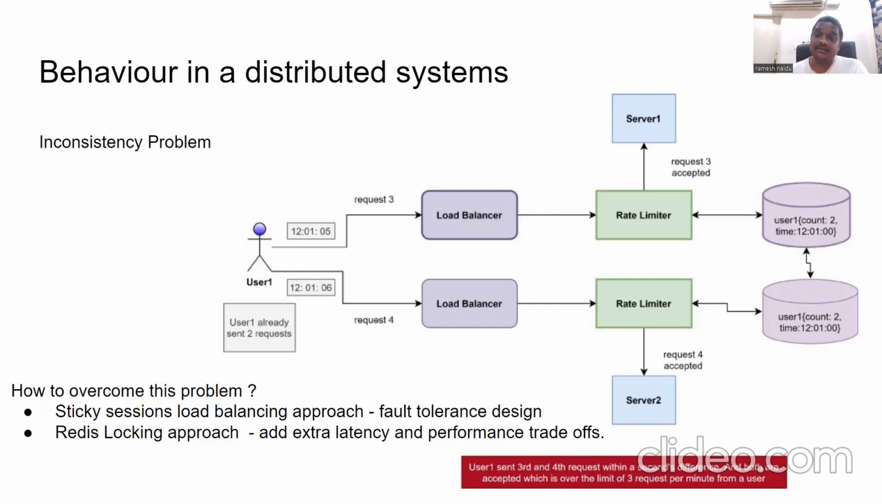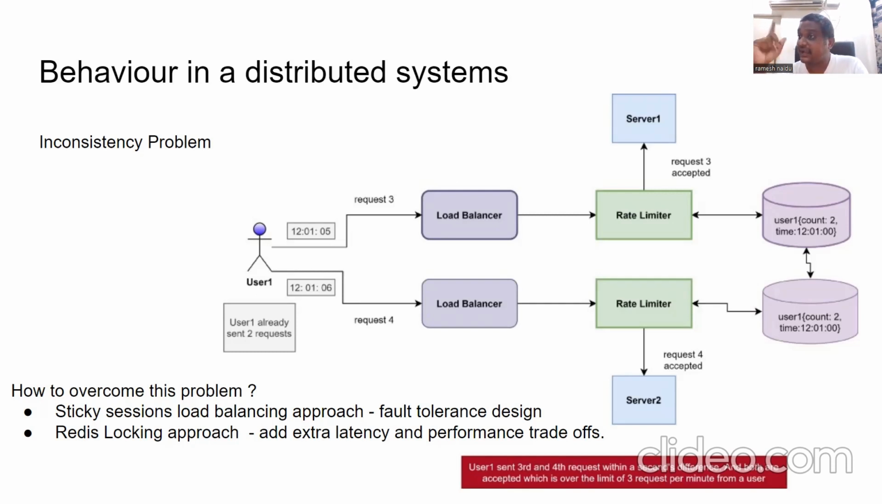And the next is when you're storing in the database, when the counter is getting stored in the database, we can use this Redis locking approach where, when a request has come via one rate limiter or via one load balancer, when I'm updating my counter, we lock it so that the other rate limiters, other services cannot update it. So this is how we can balance this inconsistency problem.